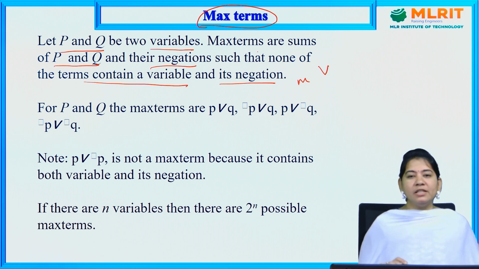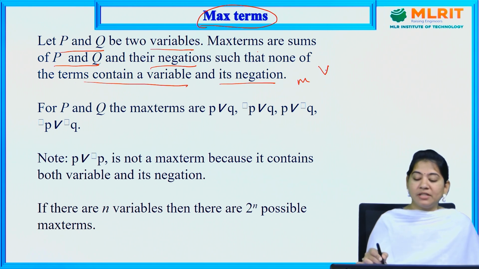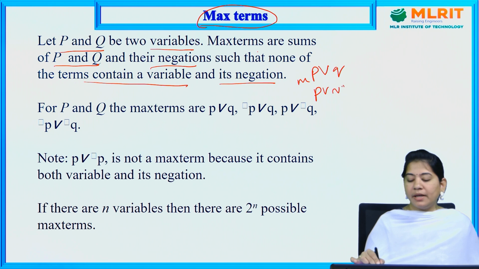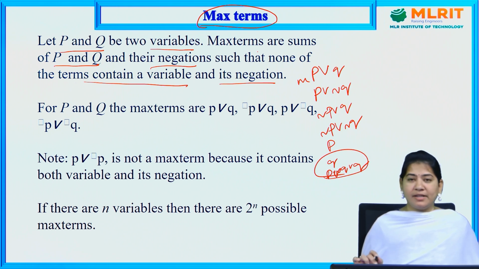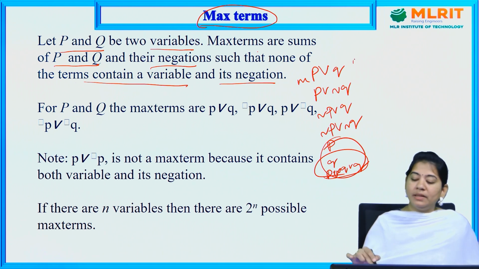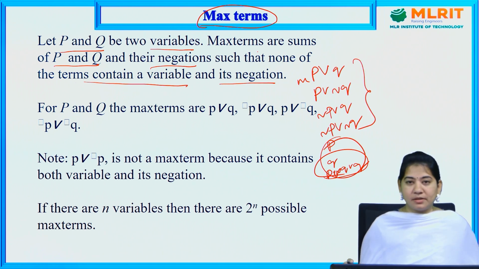What is meant by an elementary sum? A sum of the variables, that is P or Q, P or negation Q, negation P or Q, negation P or negation Q. Along with this, for elementary sums we have also accepted P or negation P or Q and similar forms. But in max terms these are not accepted. Only the former are accepted, and these are called max terms.